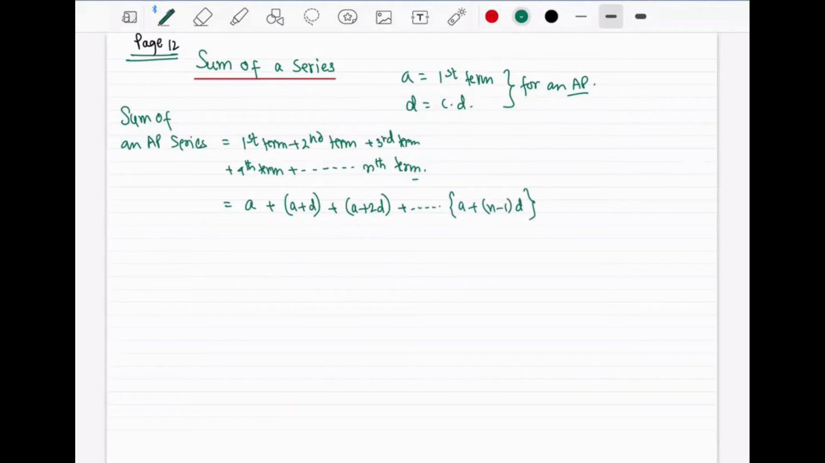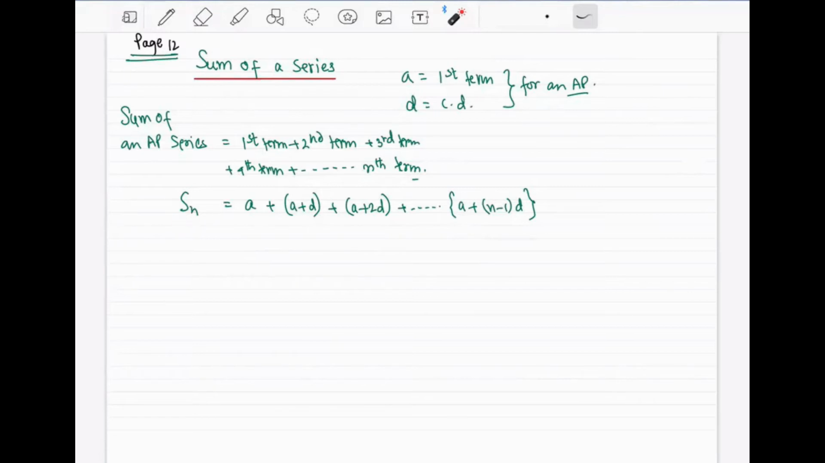Let's say after adding all the terms, we obtain a value called Sn. Sn just means the sum of n terms. So we are writing the sum of n terms from the first term, second term, third term, and then we continue until the nth term. We can write this in the reverse order, right? nth term first. Then after the nth term, what comes next? The (n minus 1)th term. And then you continue.